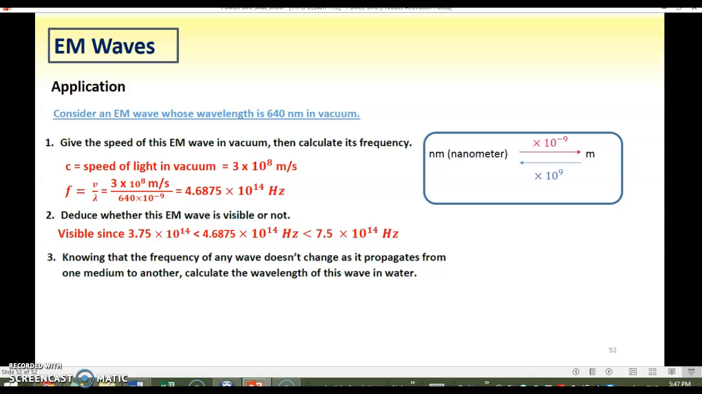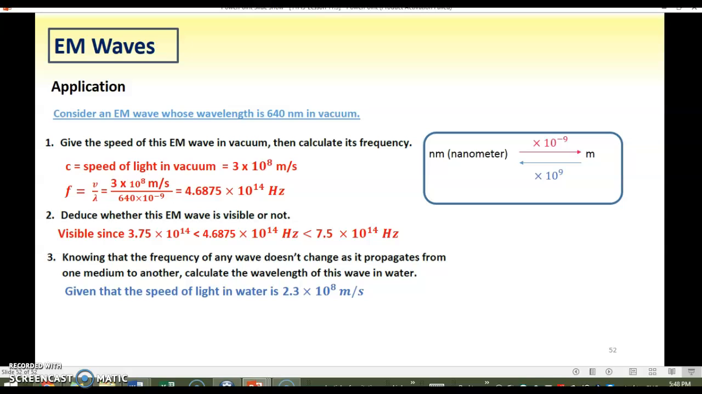Knowing that the frequency of any wave doesn't change as it propagates from one medium to another, calculate the wavelength of this wave in water. In this exercise, I gave you the hint. I told you that the frequency of the wave doesn't change as it propagates from one medium to another. But for the exam, you are responsible to know this idea, and you have to make use of it whenever needed. So calculate the wavelength of this wave in water.